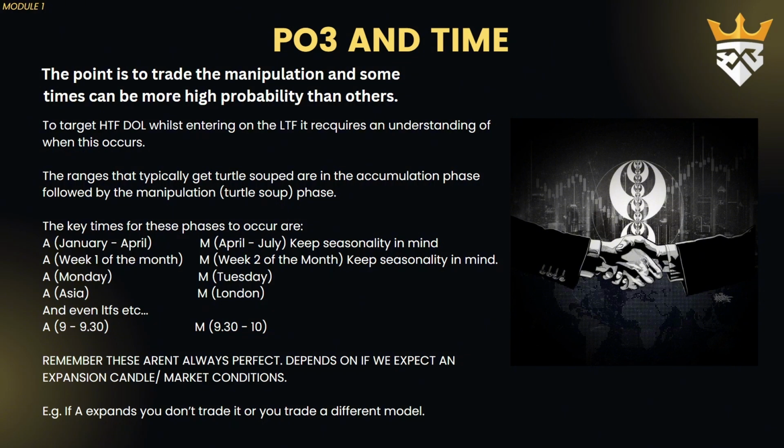If accumulation expands, you either don't trade the next candle or you trade a different model, right? We don't always just get accumulation on Monday. We don't always just get accumulation on week 1 of the month. Otherwise, price would just continue in the same direction all the time, right? We would never get any ranging candles. But there are times where you can expect manipulation, and you should be trading the manipulation, especially on the intraday, at least on the intraday, right?